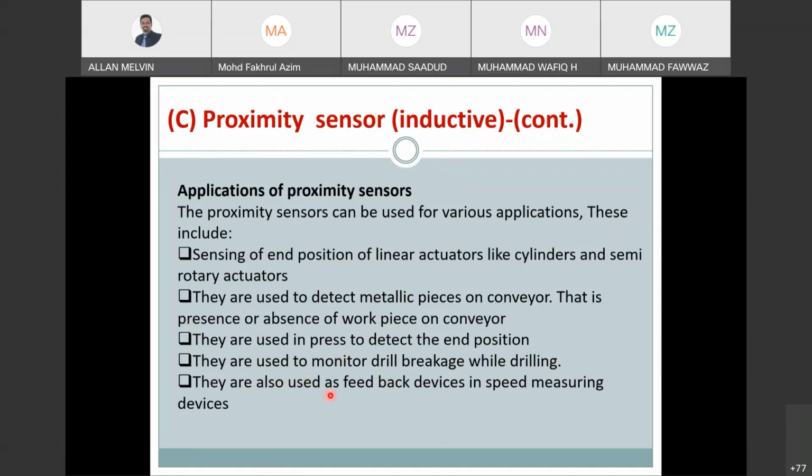They are also used as feedback devices in speed measuring devices. So if your application is measuring the speed of the movement, since it's fast, okay, proximity sensors, they're fast. So you can use them to detect.